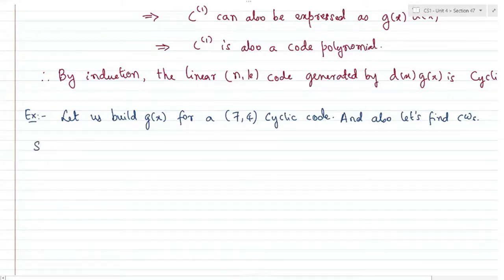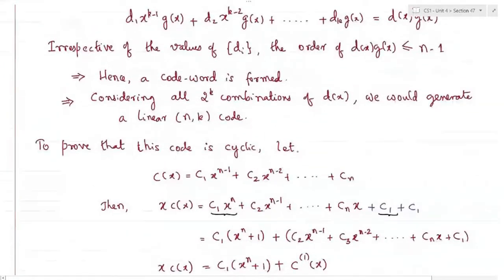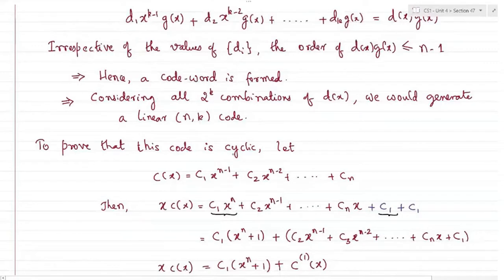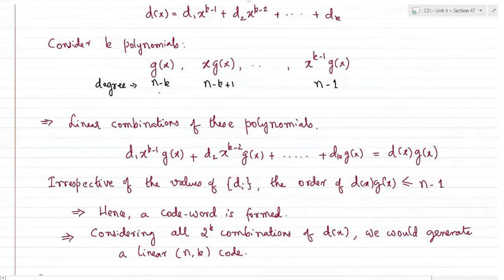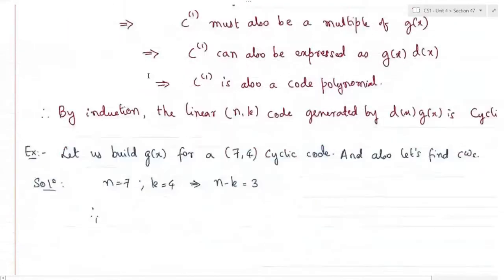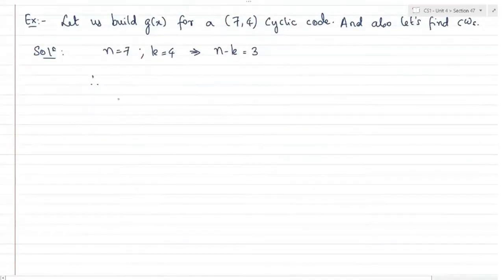Okay, so in this case, how to find this out? In this case, n is 7, k is 4, so this implies n minus k is 3. What is the implication of that? We have seen that the generator polynomial is of the degree n minus k. So the generator polynomial g of x is of the order n minus k. That's the reason we should know the highest degree of the generator polynomial.